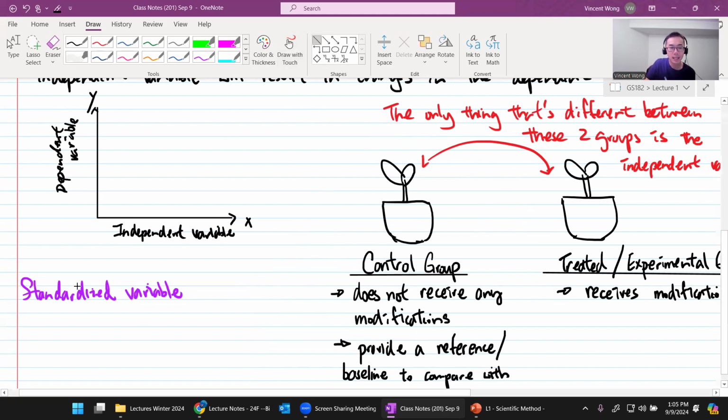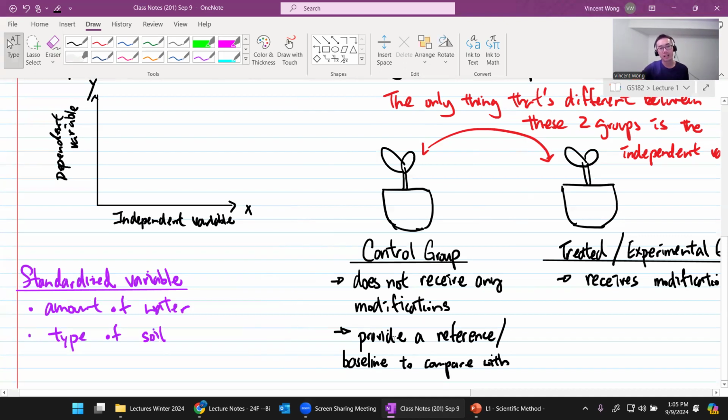And these are the things that you do not change between the groups. I already gave you a few examples. Amount of water. If we are testing for sunlight, then amount of water should be the same. The type of soil should be the same. Can I get a few more, please?